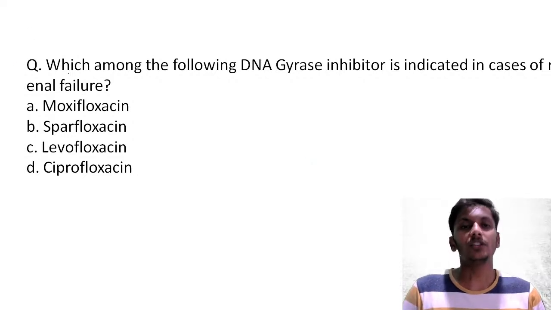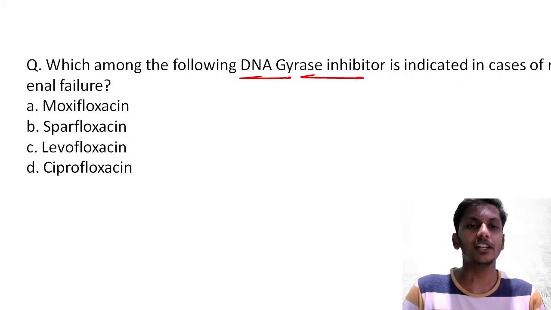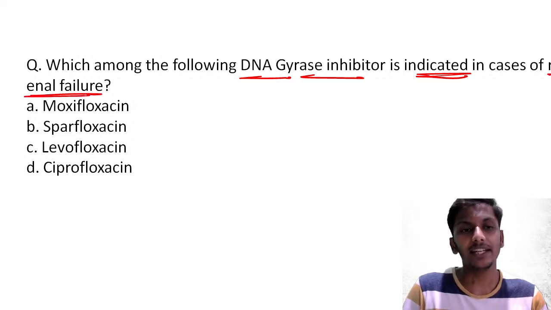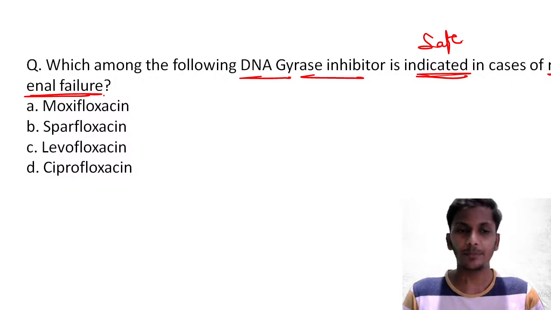Move on to our next question. Which among the following DNA gyrase inhibitors is indicated in cases of renal failure? Indicated means, which of the following DNA gyrase inhibitors is safe in cases of renal failure? We have simplified the question.